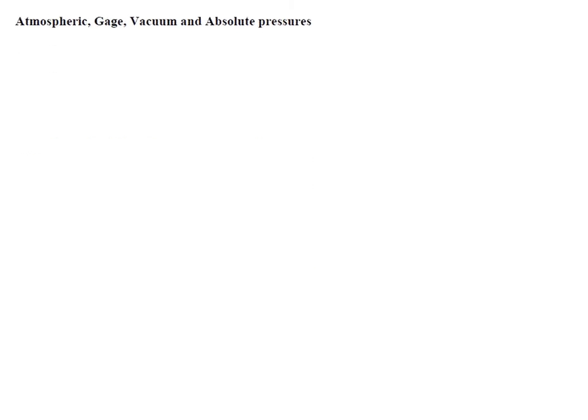The next topic is atmospheric pressure, gauge pressure, vacuum pressure, and absolute pressure. You know that the atmospheric air exerts pressure on all the surfaces with which it is in contact. The pressure exerted by the atmospheric air on the surfaces with which it is in contact is known as atmospheric pressure. So what is the value of atmospheric pressure?